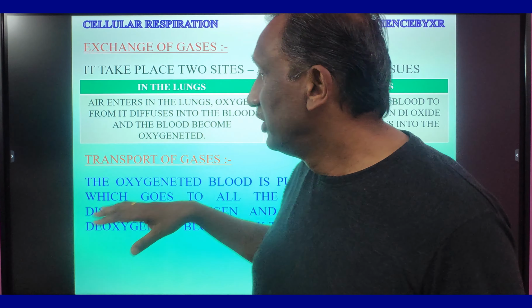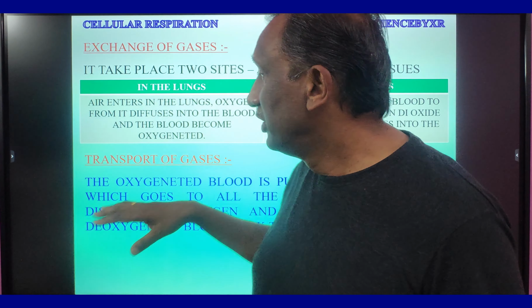Not nucleic acids like DNA or RNA, or hormones and vitamins. Okay, so these are the substances which are used. The substance which is undergoing respiration is called respiratory substrate. So the most common respiratory substrate is glucose. On the basis of need or no need of oxygen, respiration is of two types, that is aerobic respiration or anaerobic respiration.